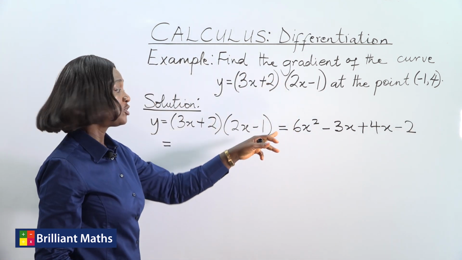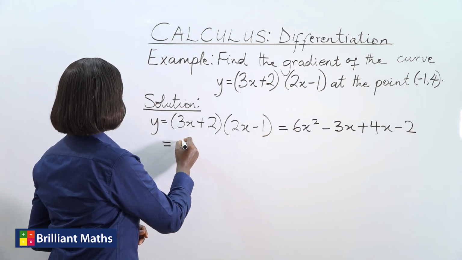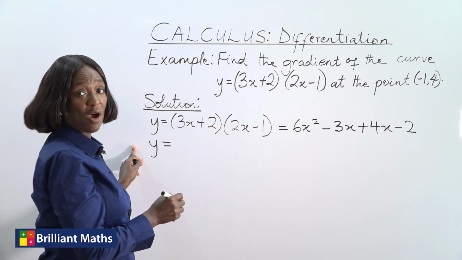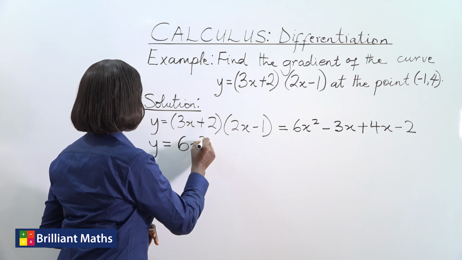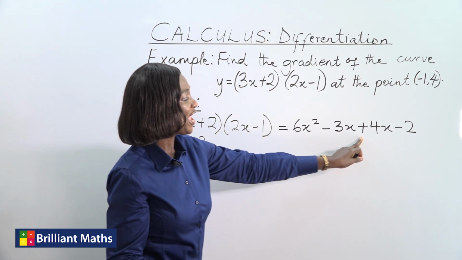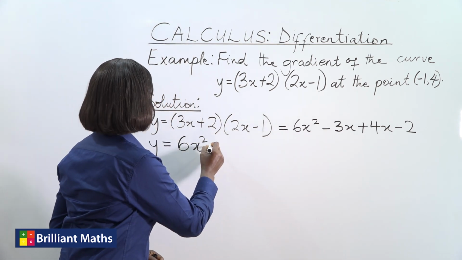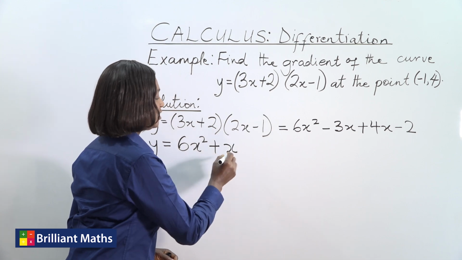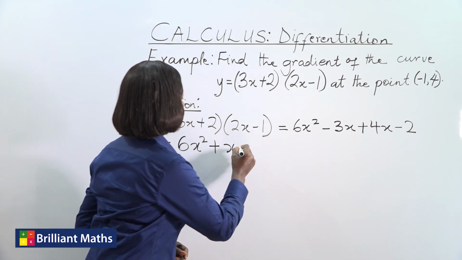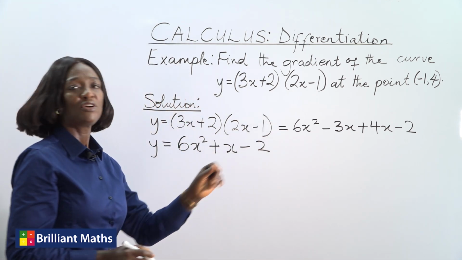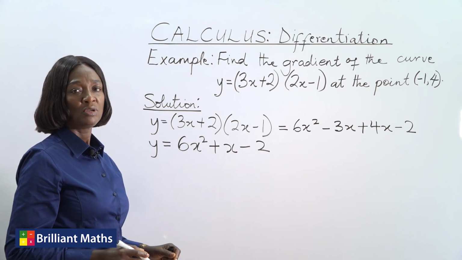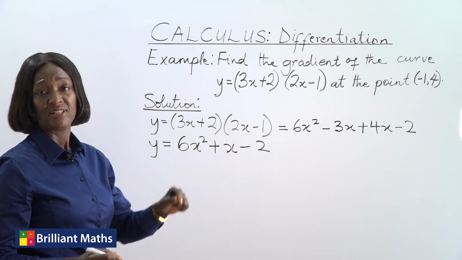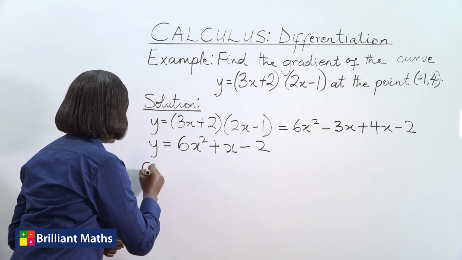So next, we're supposed to simplify that, and it's still y. y = 6x squared minus 3x plus 4x, which is plus x, and then minus 2. So that's our function: y = 6x squared + x - 2. So the next step is to find the gradient, to find dy/dx.